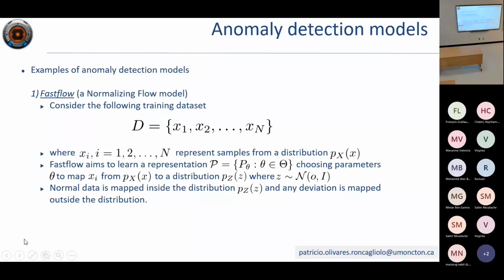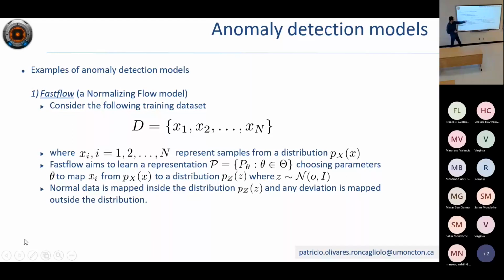In that sense, let me show a few examples of how anomaly detection models work. Those are not that different from the pipeline that we checked before in the first part of the presentation, but the difference here is that you don't have any failure data. That's probably the biggest difference. The first one is the FastFlow model. That is an example of a group of models called normalizing flow models. And the idea is the following.